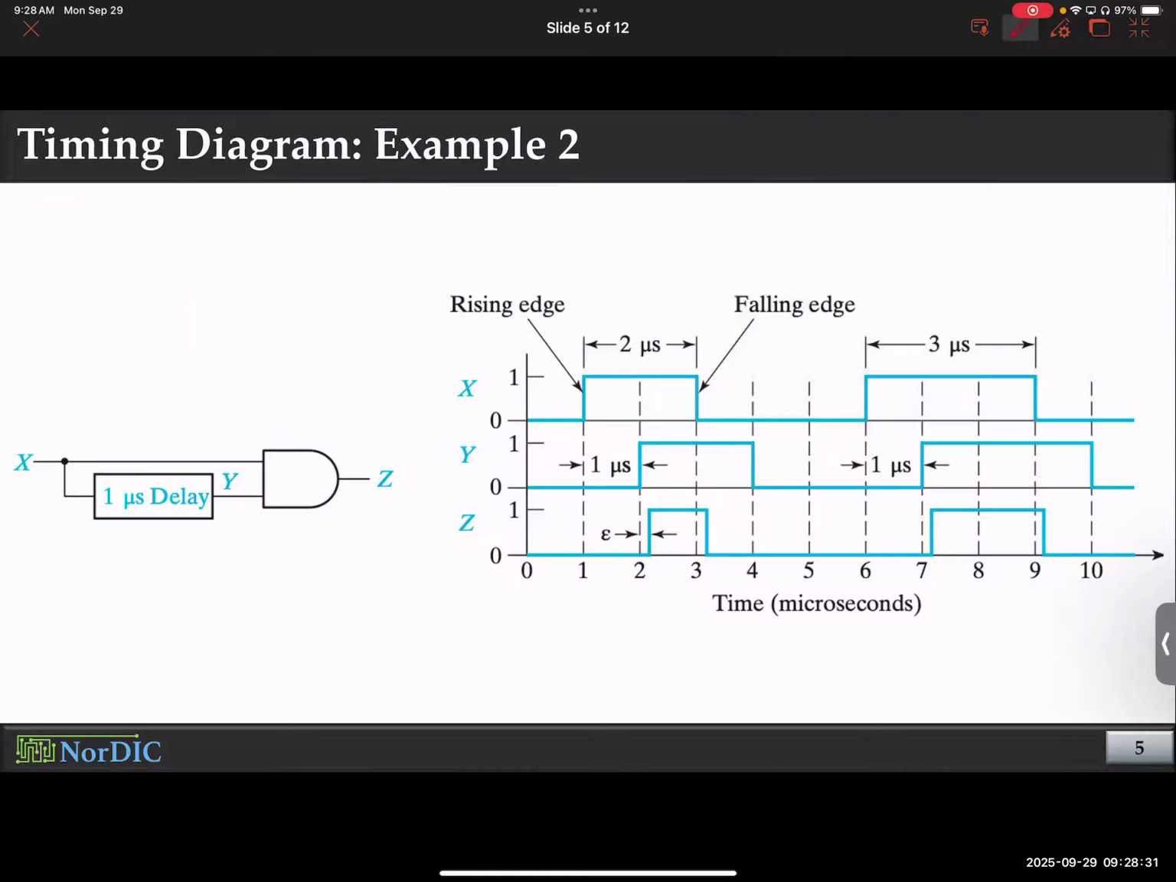All right. Now, I also want to highlight one thing here. Notice this region. Your input X is 0, your Y is also 0, and Z is 0, as it should be. So it shows when the input remains stable for a while, your outputs are all good. That's exactly the point. The challenge occurs when a transition occurs.